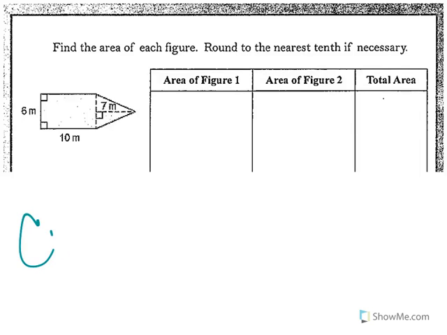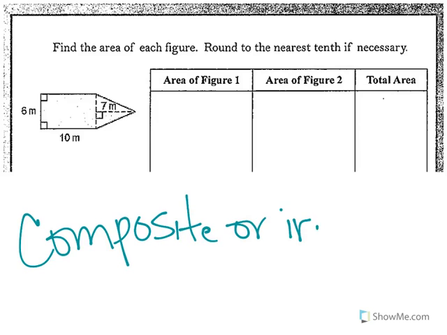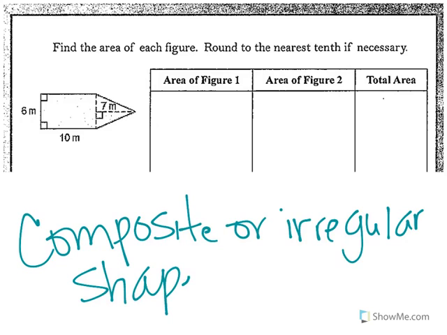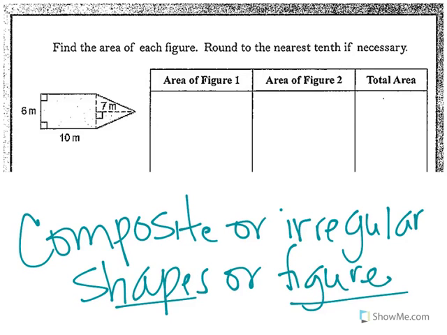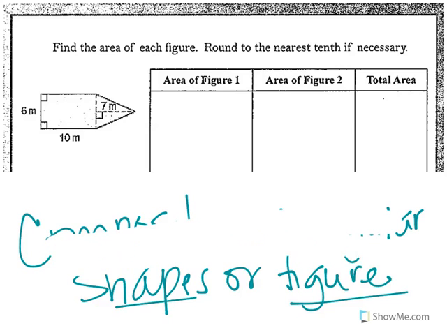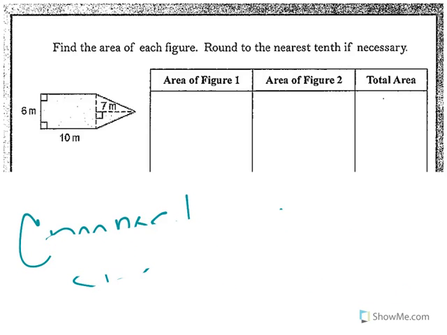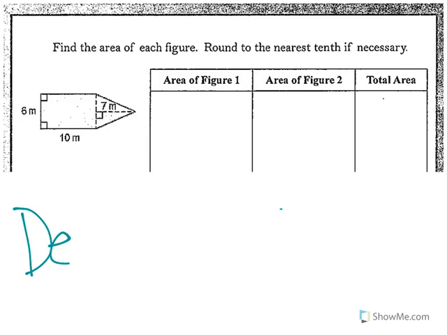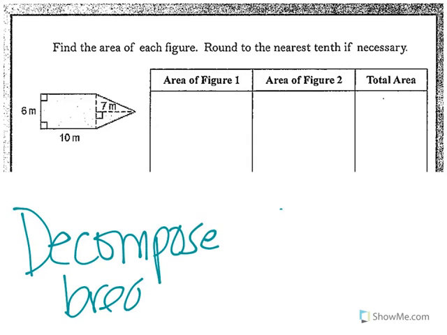These notes are on composite or irregular shapes or figures, whichever one you want to call them. So the first thing we're going to do is decompose. When you decompose, you break them apart. We're going to break apart our shape into individual pieces that we can work with.